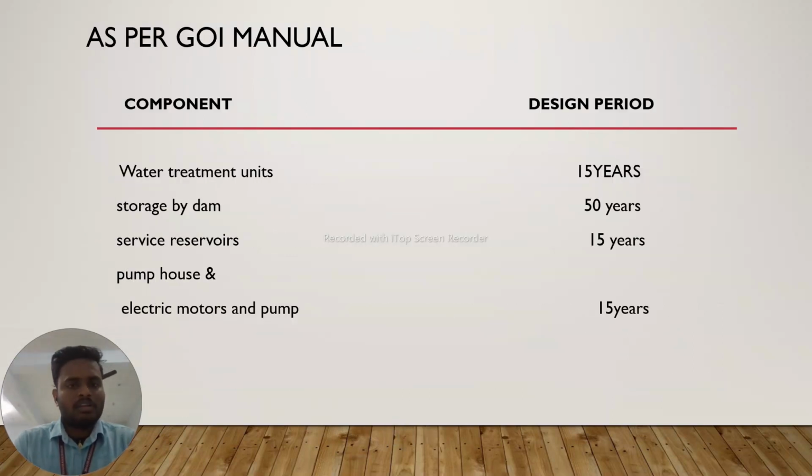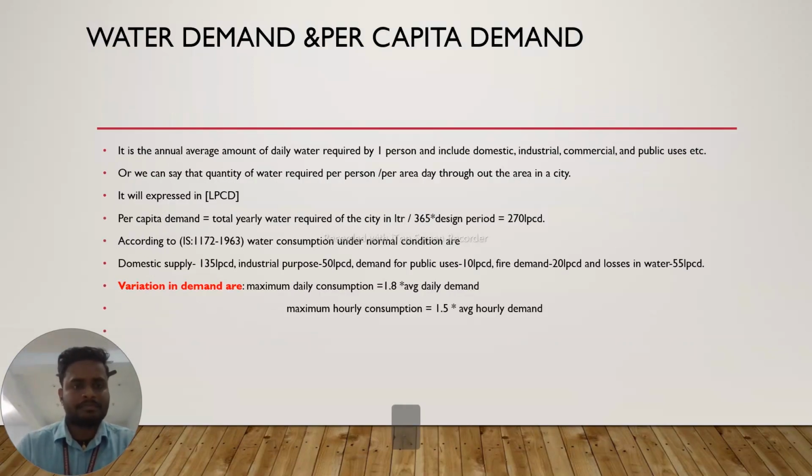Then as per the GOI manual, so what is the GOI manual? As per the Government of India manual, these are the components and these are the design periods. The different components are water treatment unit, storage by dam, and so on. Water treatment units design period is 15 years. Storage by dam is 50 years. Service reservoir 15 years. Pump house and electric motors and pump, these are 15 years.